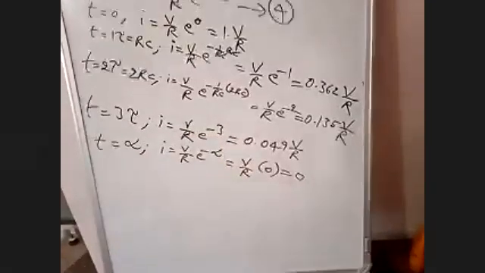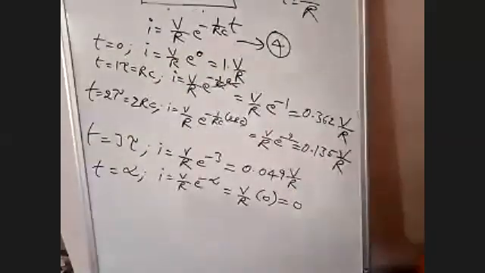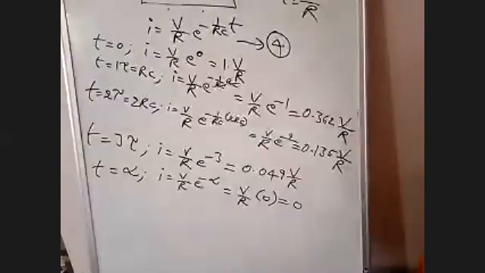And in initial condition, at t is equal to 0, I is equal to V by R. At t is equal to infinity, your current is 0. This initial condition is very important. At t is equal to 0, I is equal to V by R. Now we'll draw the curve for this.